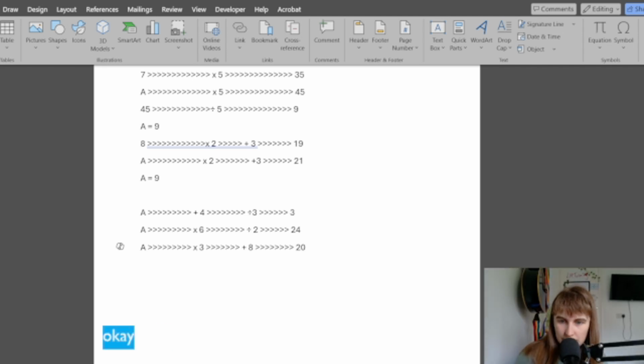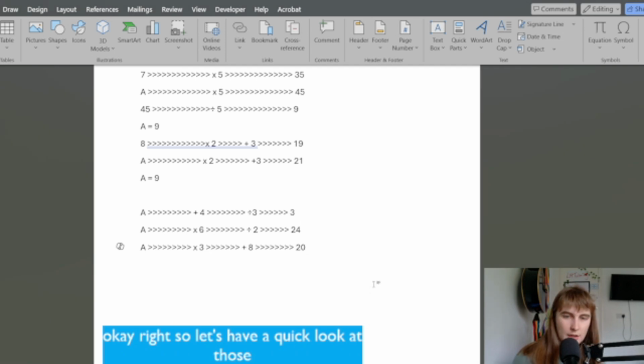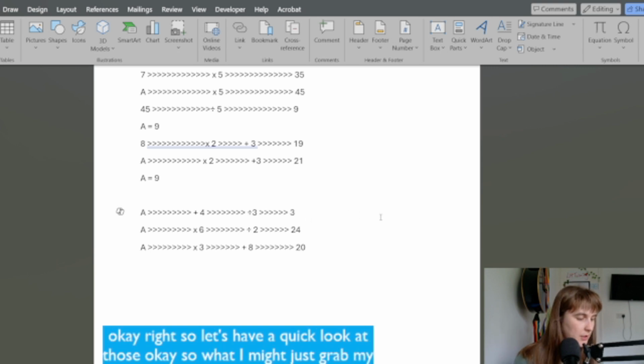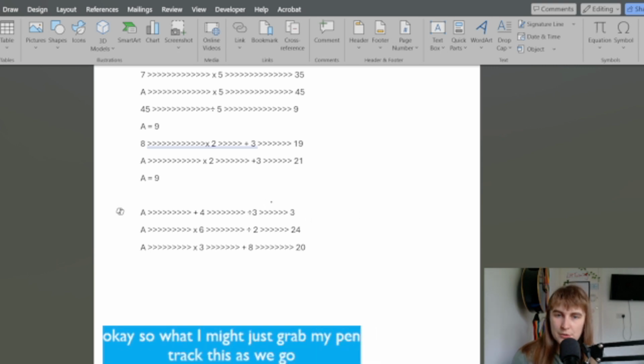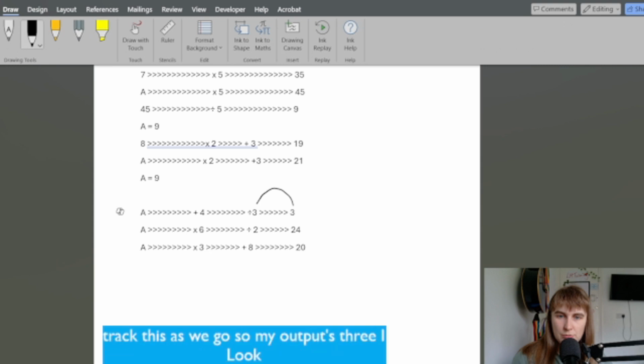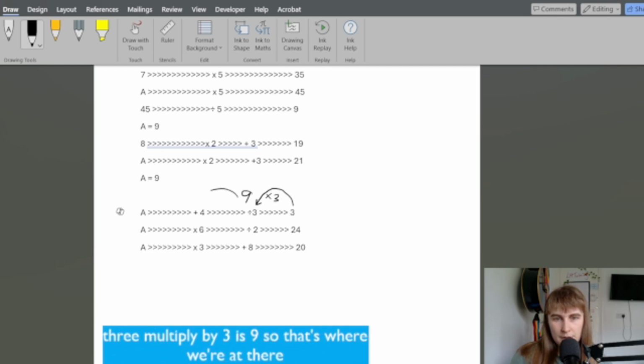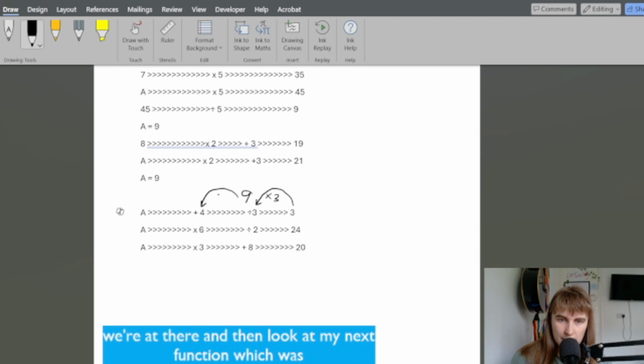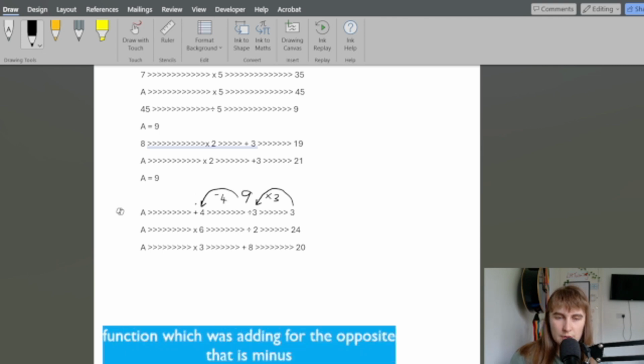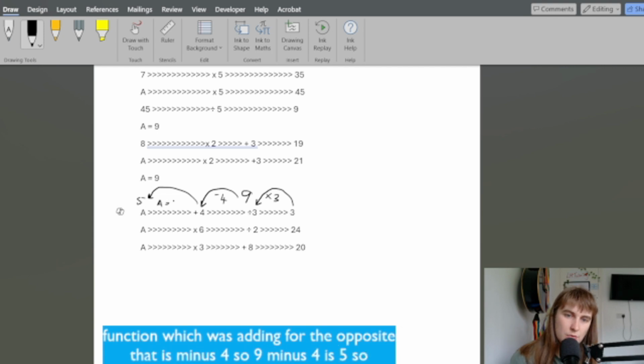Okay, right, so let's have a quick look at those. What I might do is just grab my pen and track this as we go. So my output's 3. I look to my most recent function, and it was dividing by 3, so I need to reverse that, so I need to multiply by 3. So 3 multiplied by 3 is 9, so that's where we're at there. I then look at my next function, which was adding 4. The opposite of that is minus 4, so 9 minus 4 is 5, so A equals 5.